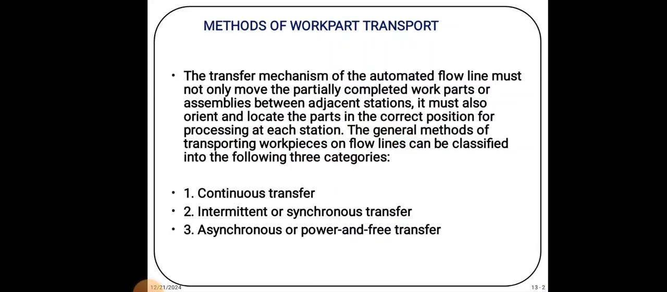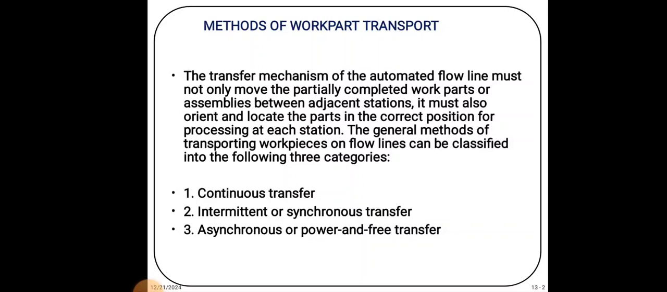Okay. Then examples for this rotary type: bottle filling, that is, rotary filling machines in the beverage industries. Then automated dialysis machines. Then in medical device manufacturing, rotary systems can be used for the assembly of complex components. Then, methods of work part transport.